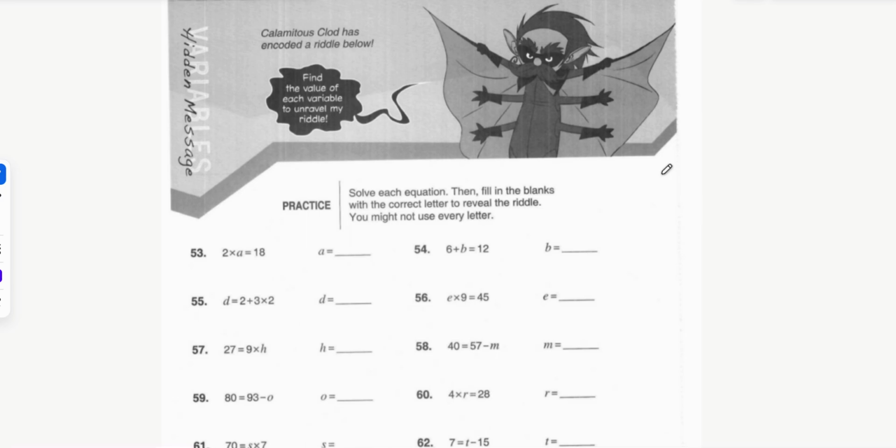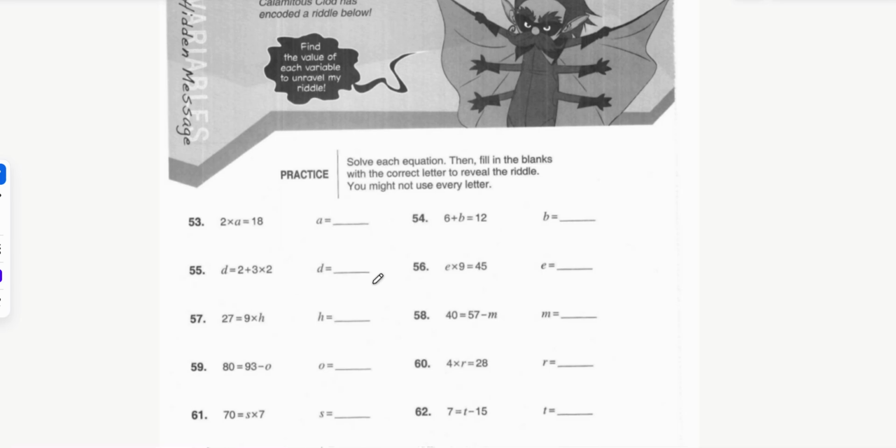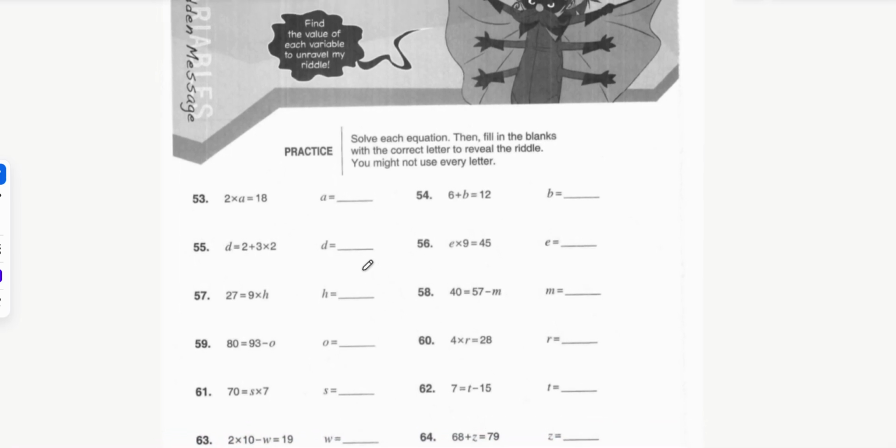Next, we have to find the value of each variable below. So 2 times a equals 18. 18 divided by 2 is 9. 6 plus b equals 12. 12 minus 6 is 6. D equals 2 plus 3 times 2. So that's 2 plus 6, or 8. So D is 8. And e times 9 equals 45. 45 divided by 9 is 5.